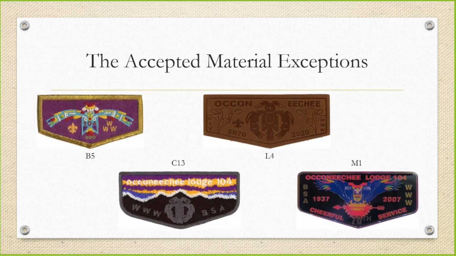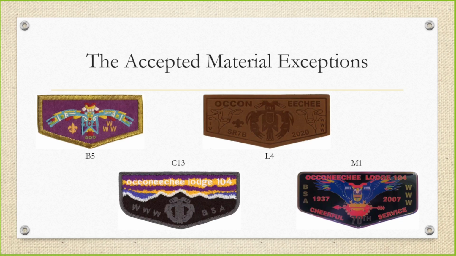So these are the accepted material exceptions. You have a bullion, and I kind of picked on 104 a little bit. Y'all know, we'll see a lot of their stuff just because they're easy to pull a lot of images from. They've made a lot of these different patches. So you have a bullion patch, the B5. You have a chenille, the C13. The leather, the L4. And the metal, the M1.